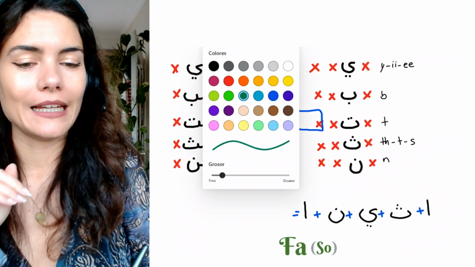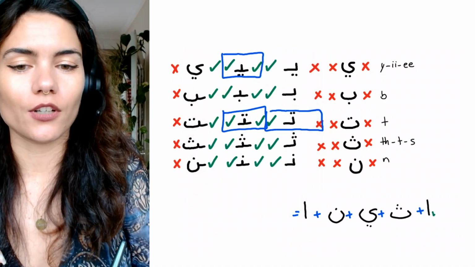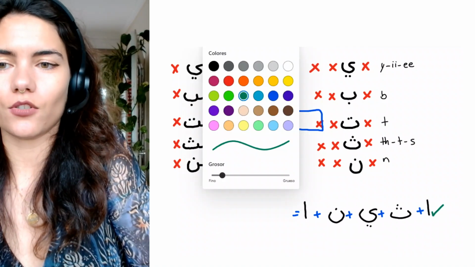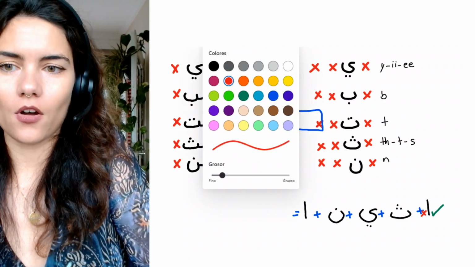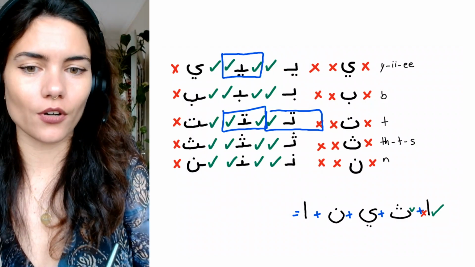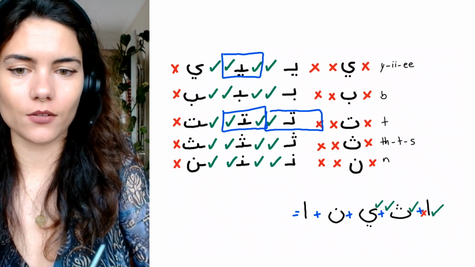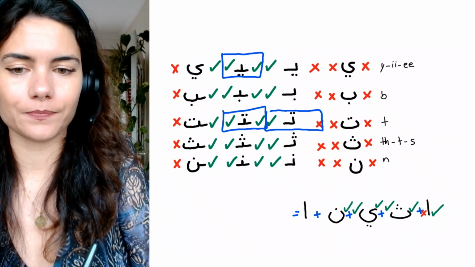Stop the video and try to write it. The A we said could only join from this side, cannot join from the left side, but all of the three letters after can join from all sides, so we write ticks in every side.